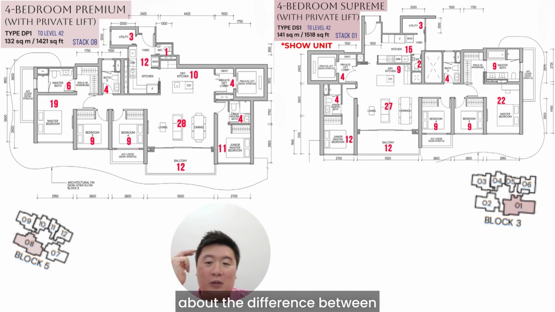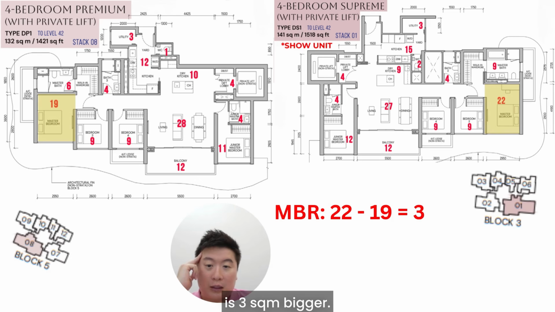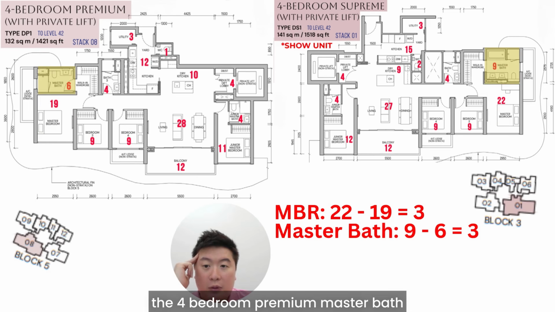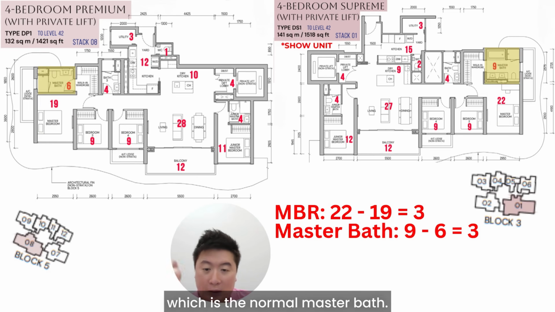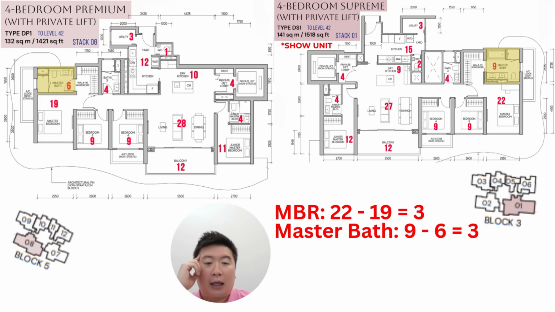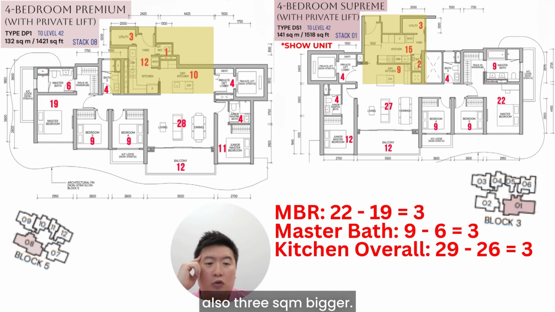But if I'm going to talk about the difference between Supreme and Premium, basically it's very straightforward. The master bedroom Supreme is 3 square meter bigger. You have 22 square meter versus 19, and they even have the space to put a table here. Okay, and master bathroom, you have 9 square meter on the 4 bedroom Supreme. You have your his and her sink, two sinks, bathtub, versus the 4 bedroom premium master bath, which is the normal master bath, the 6 square meter, same as the 3 bedroom premium. That's the difference. You have bathtub and you have his and her sink already in the 4 bedroom Supreme onwards. And the kitchen overall is also 3 square meter bigger.